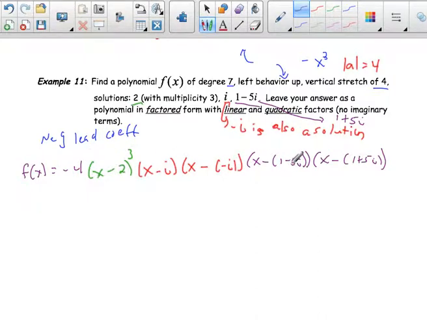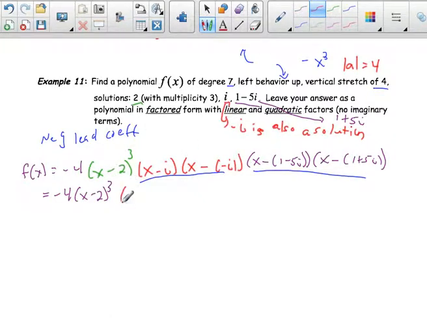This is the function, but we're told to leave our answer as a polynomial in factored form with linear and quadratic factors. So we can't have any imaginary terms. So we have to expand this to the point where we no longer have these factors with i in them. So I'm going to begin expanding this polynomial. So we have negative 4, x minus 2 cubed. Those are set. And now I'm going to expand this part.